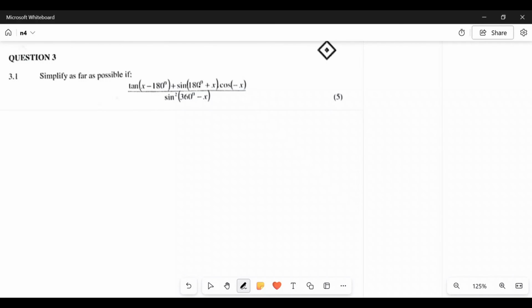So, in order for you to solve this problem, you need to know the CAST diagram when it goes forward and backward, or when it's clockwise and when it's anti-clockwise. So I'm going to write the CAST diagram here on our right hand side so that we can refer to it as we are solving this problem. So let me just write these 2 CAST diagrams for the positive and the negative.